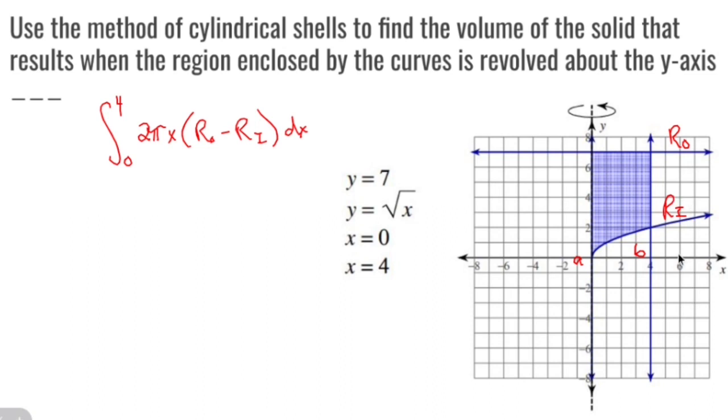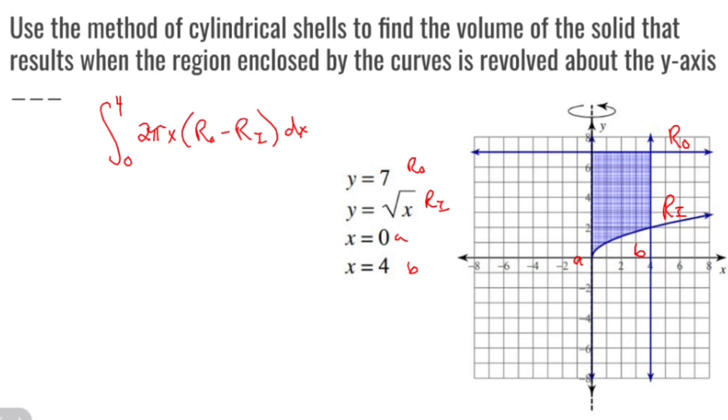Okay, so that's what we're dealing with here. All right, so our outer radius is 7. Our inner radius is root x. This lower limit is A. This limit is B. And we have all the information that we need to get started.